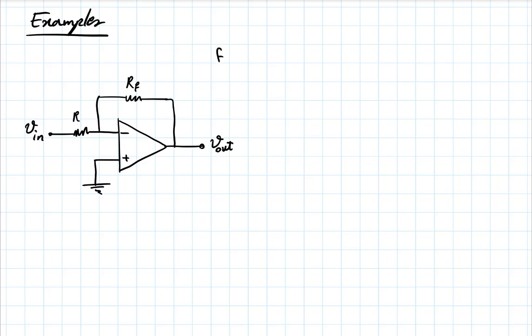So in this example, find the ratio of the output to the input node voltages. Try it on your own. And assume that the op-amp is within its linear operation.